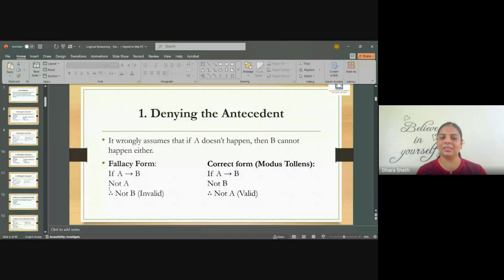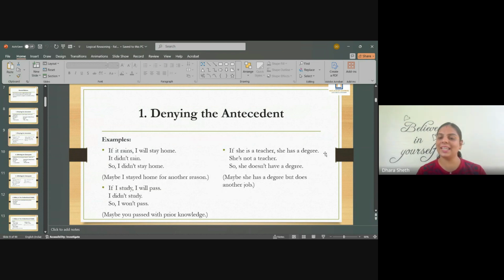If A then B, and then if not A, then not B. But actually the correct form is if A then B, not B, then not A. This is called modus tollens. So if she is a teacher, she has a degree. She does not have a degree, so she is not a teacher. That is the correct reasoning. Same here. If it rains, I will stay home. I didn't stay home means it did not rain. That is the correct syllogism. Clear with this?